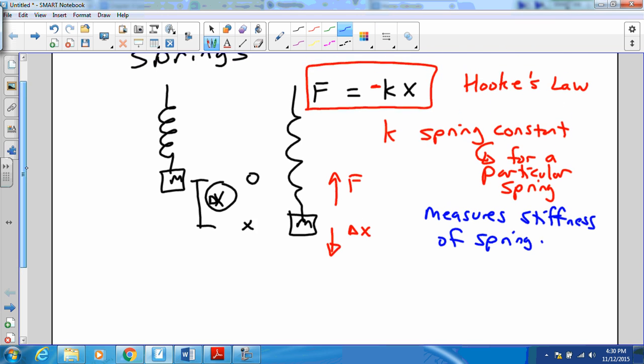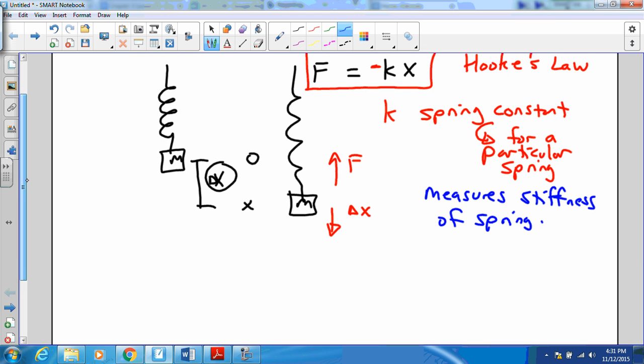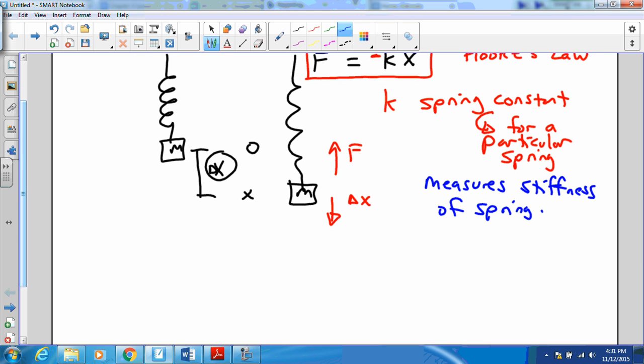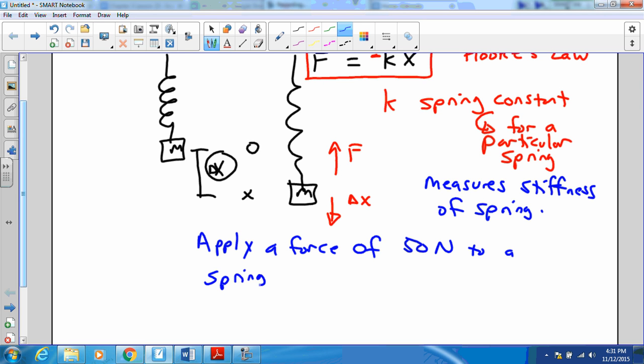There's a little bit more I could say about that spring constant here. Let's actually check out the units on it. Let's take a typical spring and apply a force of 50 newtons to a spring, and as a result, it stretches by a distance of, let's say, 1 millimeter.